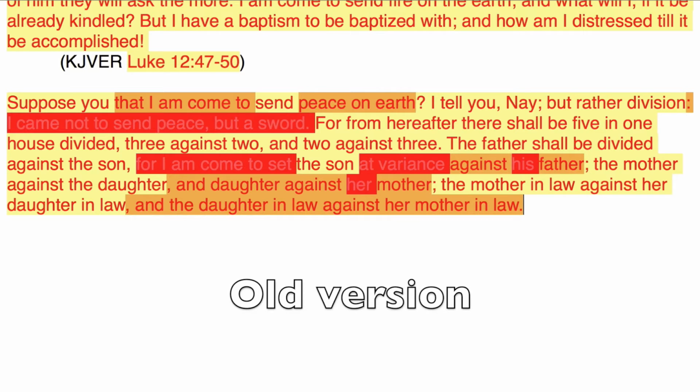So here's how it reads. Suppose you that I am come to send peace on earth. I tell you nay, but rather division. I came not to send peace, but a sword. For from hereafter there shall be 5 in one house divided, 3 against 2, 2 against 3. The father shall be divided against the son, for I am come to set the son at variance against his father. The mother against the daughter against her mother, the mother-in-law against her daughter-in-law, and the daughter-in-law against her mother-in-law.